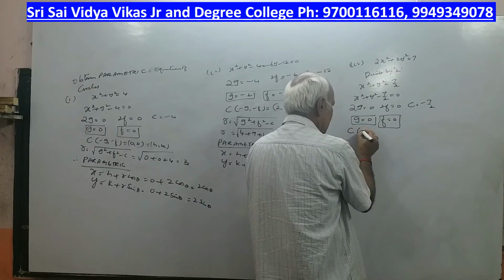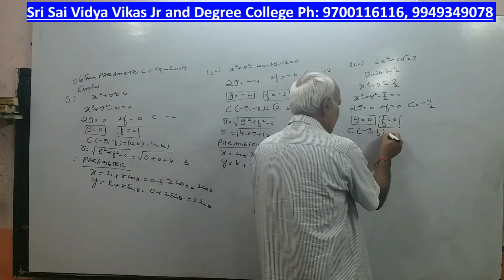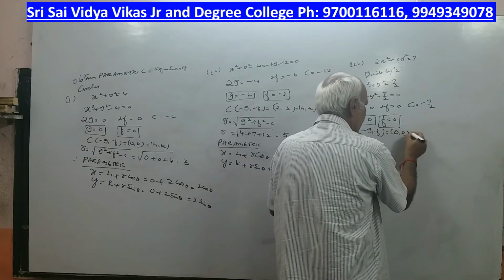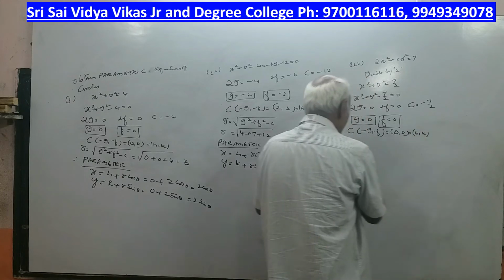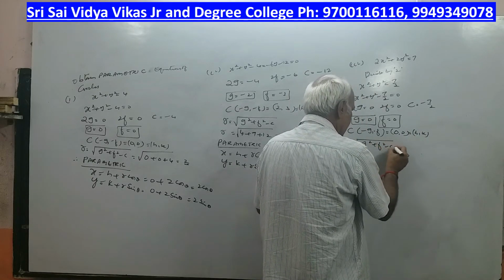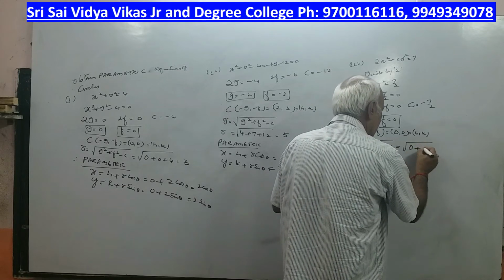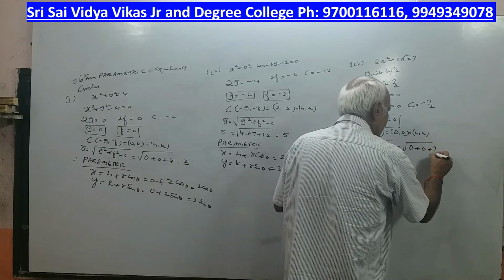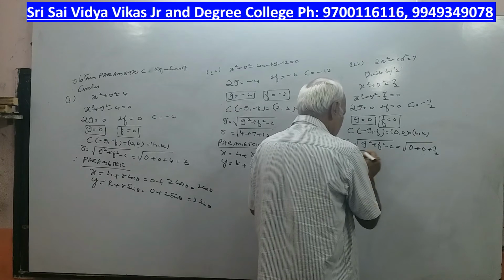What is the center? Minus g comma minus f, which is 0 comma 0, which is nothing but h comma k. What is the radius? Root of g square plus f square minus c, which is 0 plus 0 plus 7 by 2. So r is equal to root of 7 by 2.